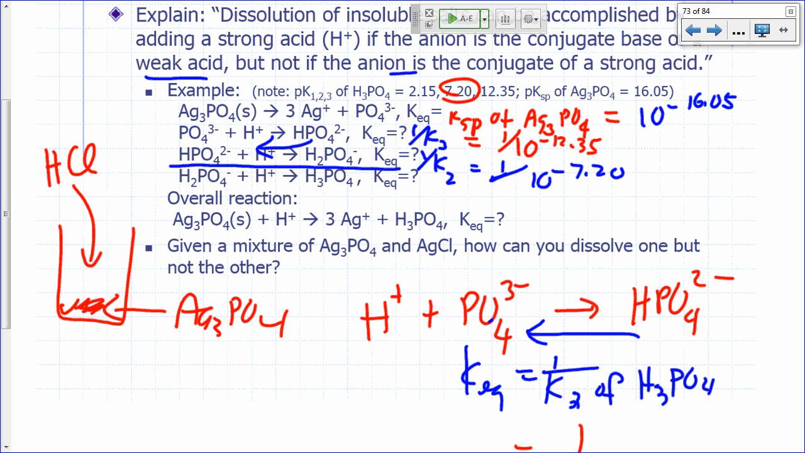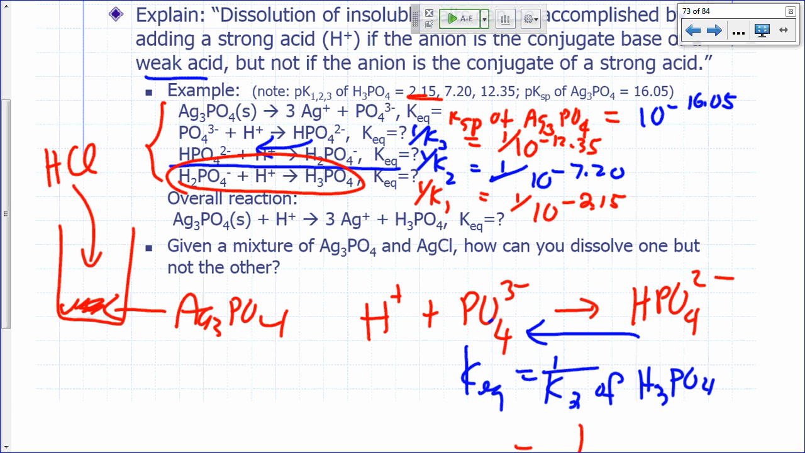And then finally, this H2PO4 minus can further react with H plus. We're assuming you're going to add enough acid here, so H plus and H2PO4 minus will give you phosphoric acid. The KEQ for this is 1 over K1. So that's 1 over 10 to the negative 2.15. You can look that up as the K1 for phosphoric acid. So what's the overall KEQ? If you add up these 4 reactions, you end up with silver phosphate plus H plus giving you 3 silver ions plus H3PO4. What would you get there?